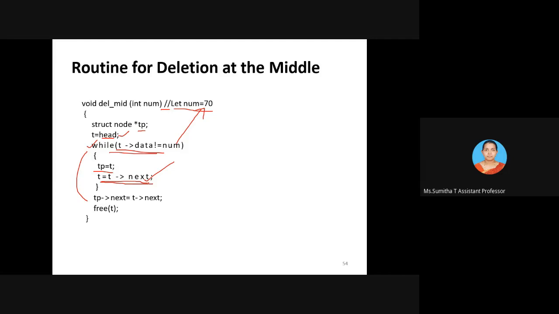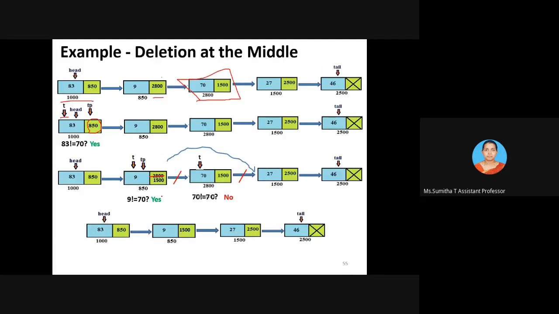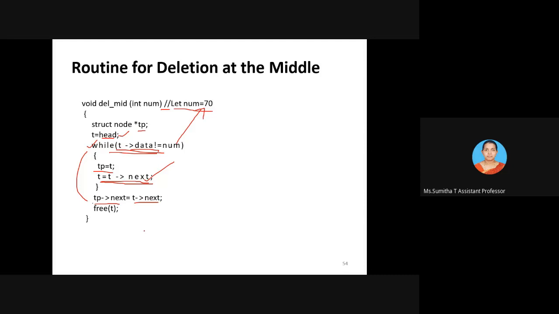Once the condition is false, it comes out of the loop. Then I'm doing this: t of next is assigned to tp of next. Now I'm checking the value. This is the condition not equal to 70, so the condition is true and the while loop is executing. Here the condition is false, so it comes out of the loop. The t value is here, so t of next is assigned to tp of next.